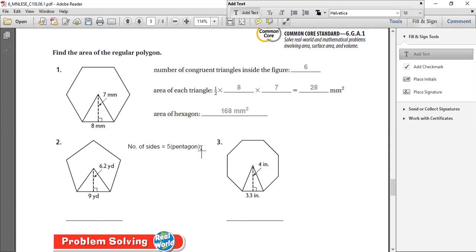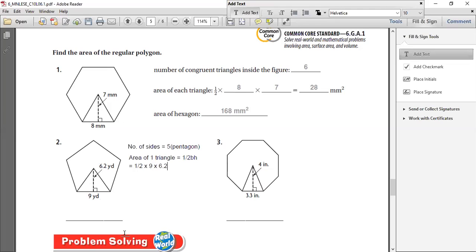Okay, so the next one is we will be finding the area of one of the triangles. So let's write area of one triangle. I hope you all have done the homework by using the same way. That's going to be half BH. Now we all know the formula for area of triangle, it's half BH. So that's going to be 1/2 multiplied by 9, because 9 is the base, and multiplied by 6.2.